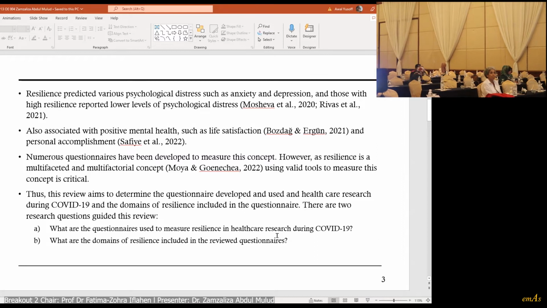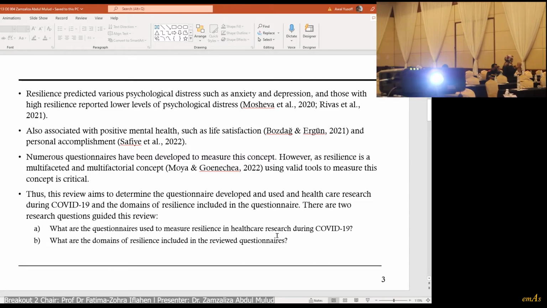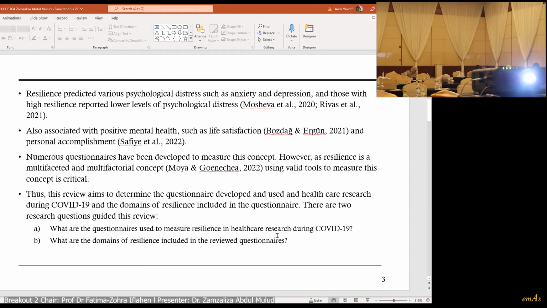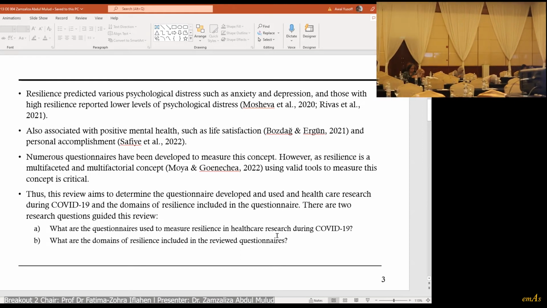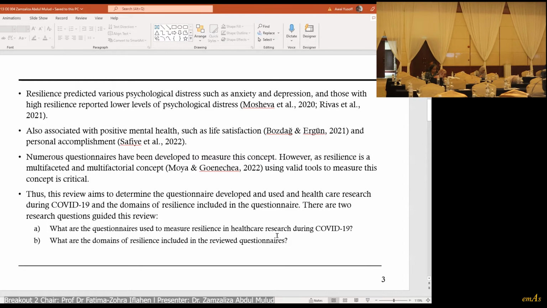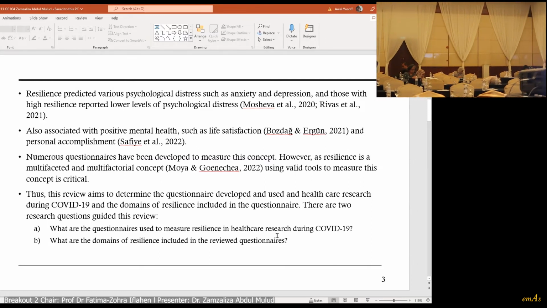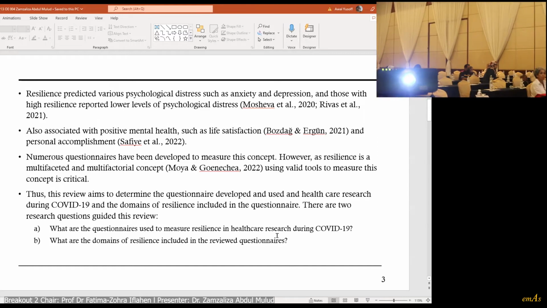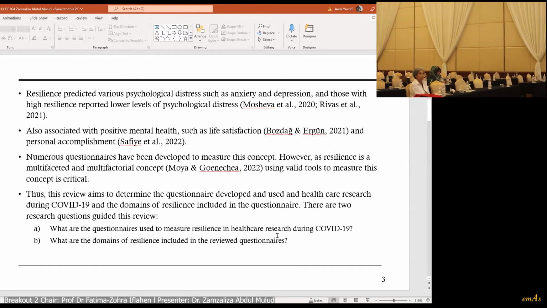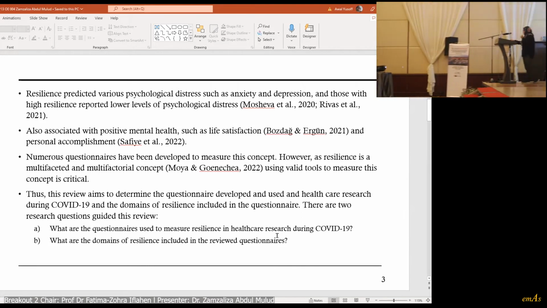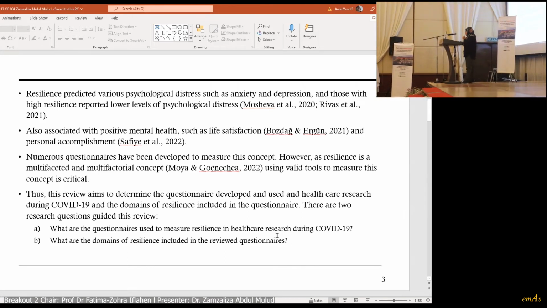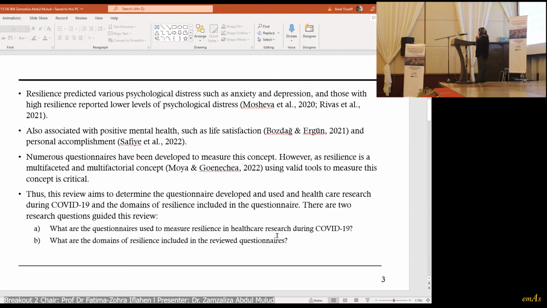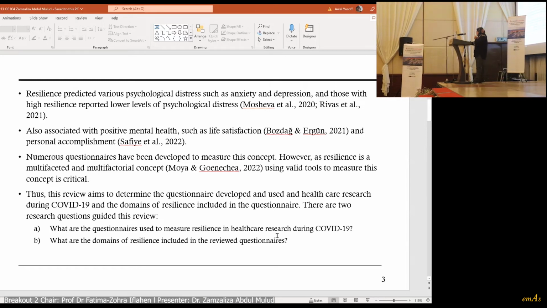However, since resilience is multifaceted and multifactorial, using a valid tool is very important so that we can really measure this concept. Thus, this review aims to determine the questionnaires developed and used during COVID-19 and the domains of those questionnaires. This review was guided by two research questions. What are the questionnaires used to measure resilience in healthcare research during COVID-19? And what are the domains of resilience included in the reviewed questionnaires?